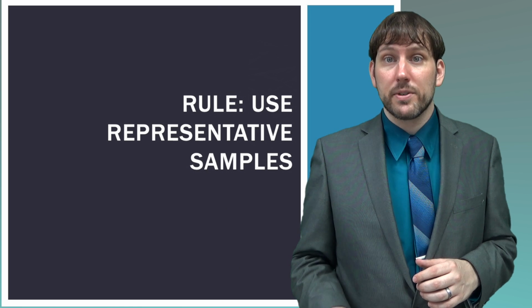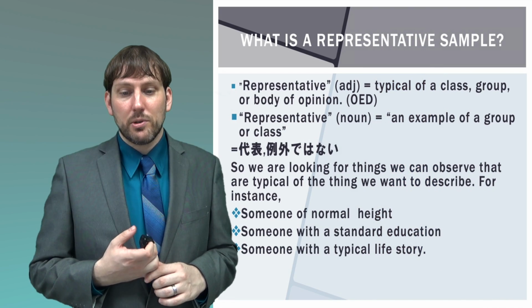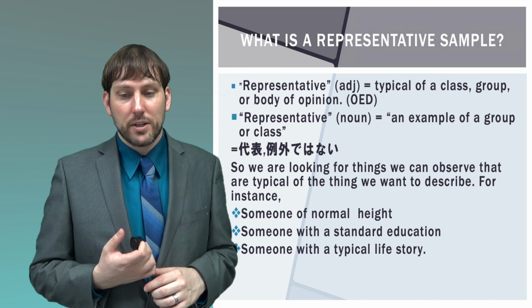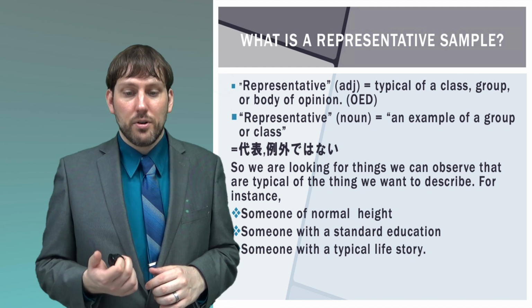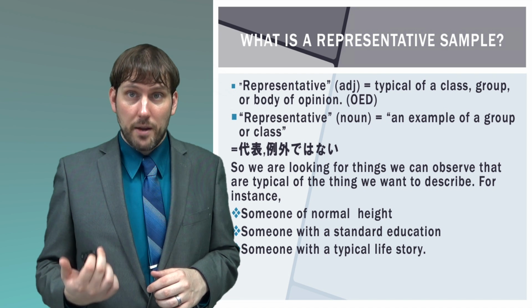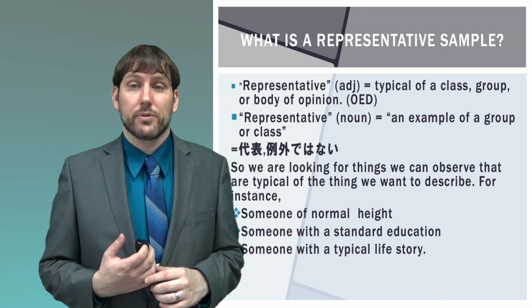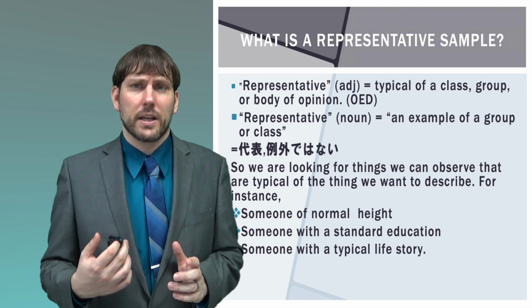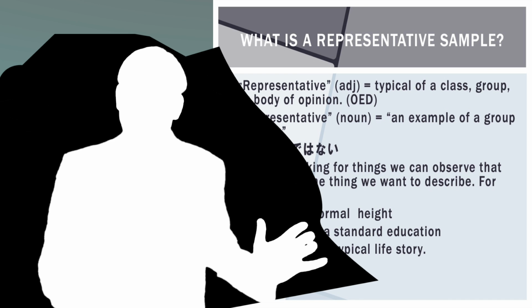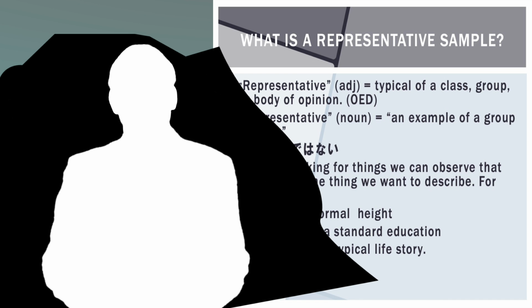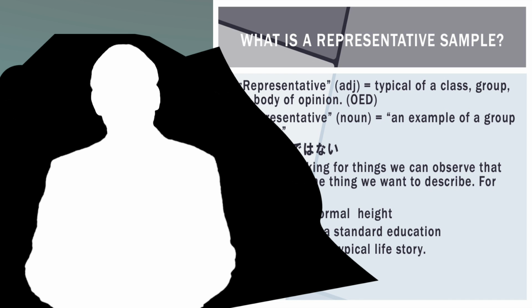Second rule, use representative samples. So representative means typical of a class, group, or body of opinion. Representative is an example of a group or a class that's a daihyo, or to say that they're reigai de wa nai. To say that it's very normal for the sort of thing we are looking at. So this is a little bit different than like a deity or things like that. And this is not someone that works in the Diet or in Congress, but this is the idea that they match what we're trying to describe. So we're looking for things that are typical.